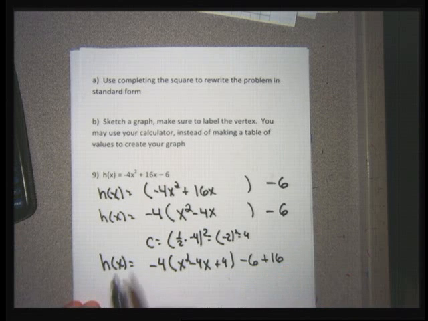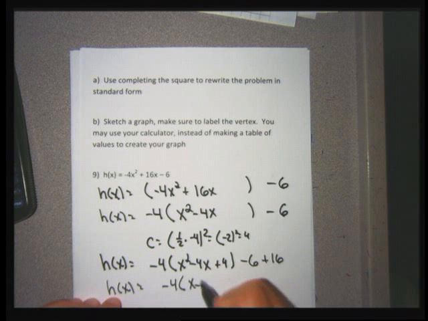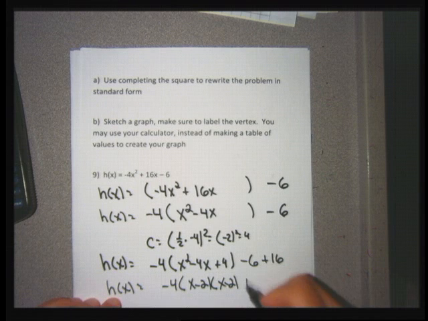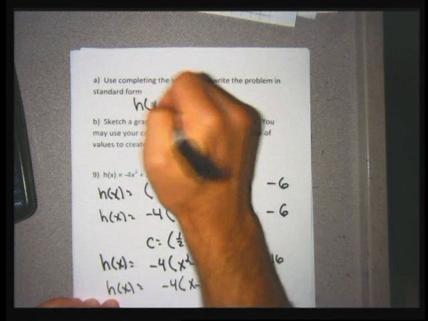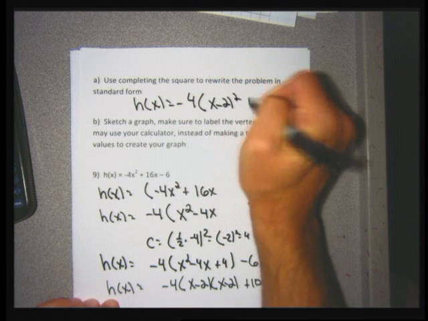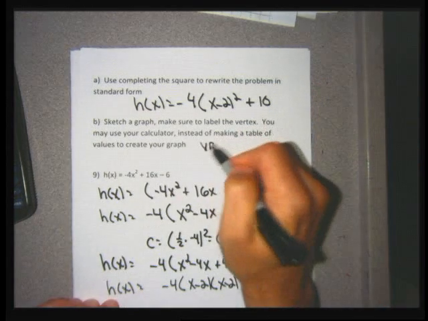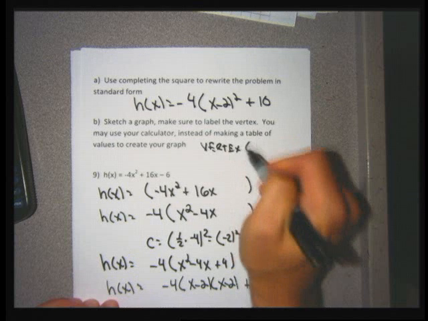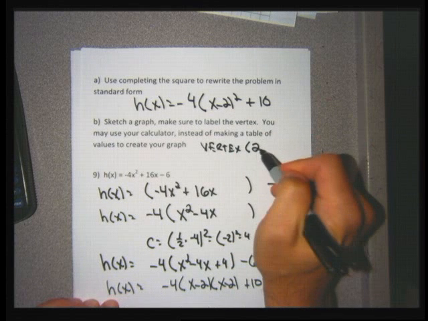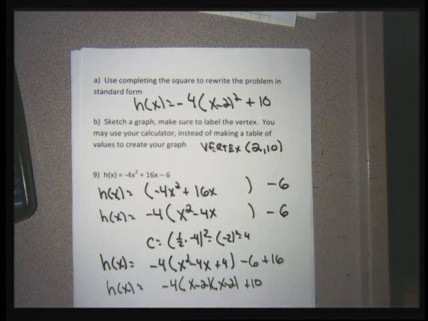Now I'm going to factor. I'm going to get h of x as negative 4. This factors into x minus 2 times x minus 2. The negative 6 plus 16 is positive 10. So my function, written in standard form, is going to be negative 4 times x minus 2 squared plus 10. When I go to graph it, it's going to be a parabola. The vertex, I change that sign in the parentheses, keep the sign after the parentheses. The vertex is going to be at 2, 10.